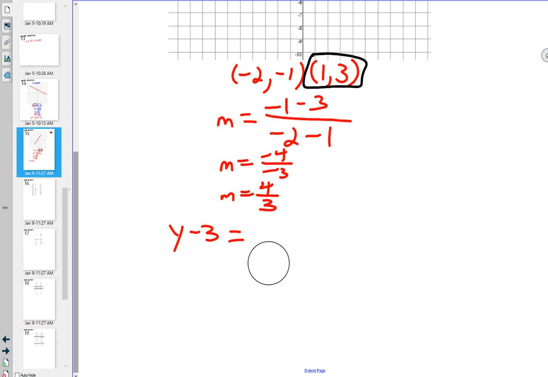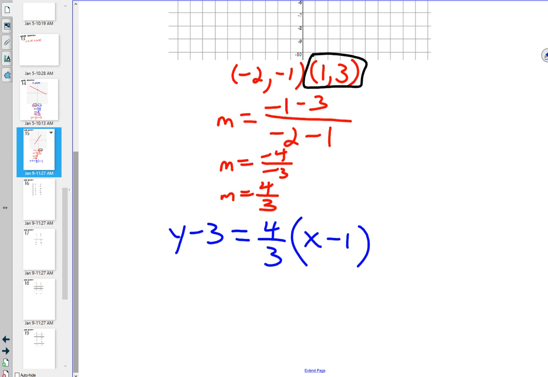Let me change the color for your eyes to see. Y minus 3 is equal to 4 over 3, which we just found. Parentheses, that's the big indicator that we're in point slope, it's the parentheses. X minus, and then the x of that same point, which is 1.